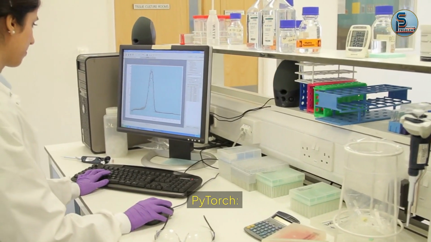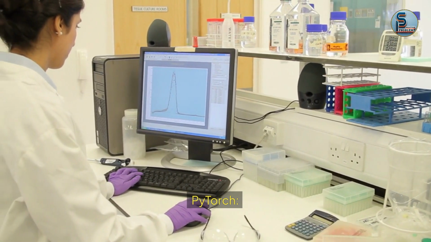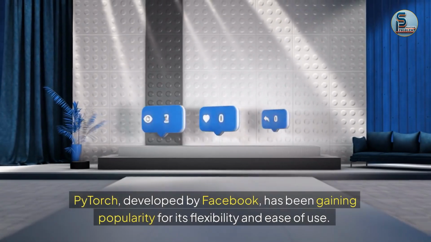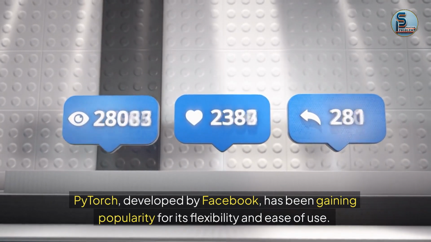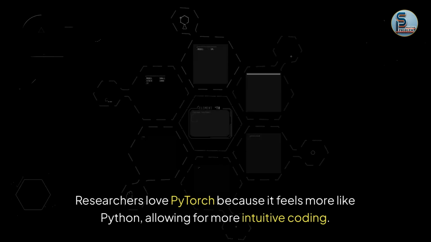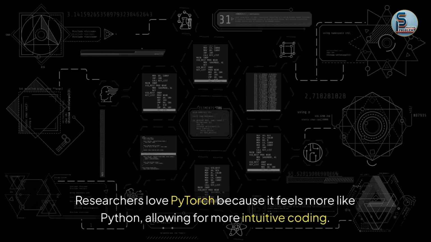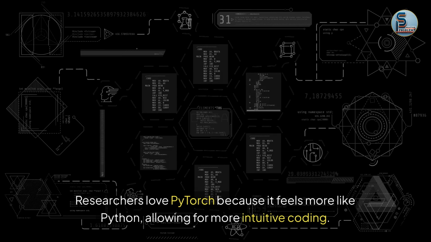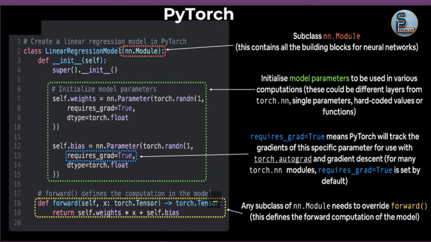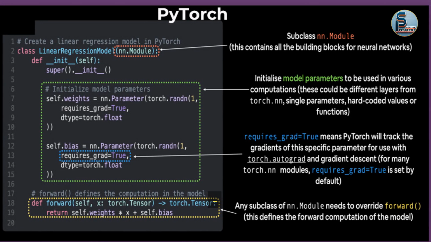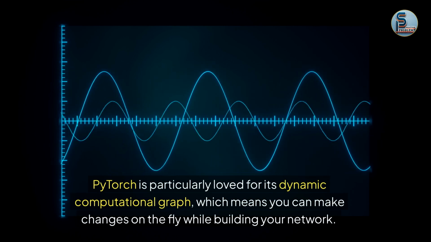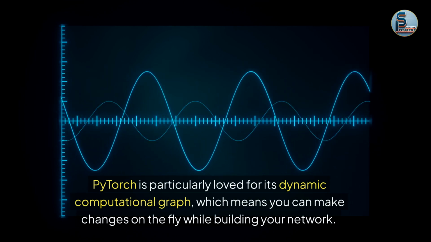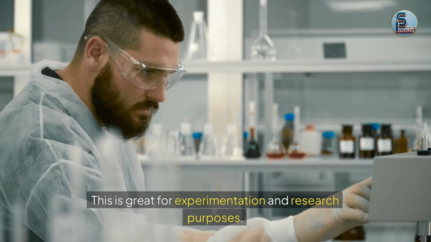PyTorch. PyTorch, developed by Facebook, has been gaining popularity for its flexibility and ease of use. Researchers love PyTorch because it feels more like Python, allowing for more intuitive coding. PyTorch is particularly loved for its dynamic computational graph, which means you can make changes on the fly while building your network. This is great for experimentation and research purposes.